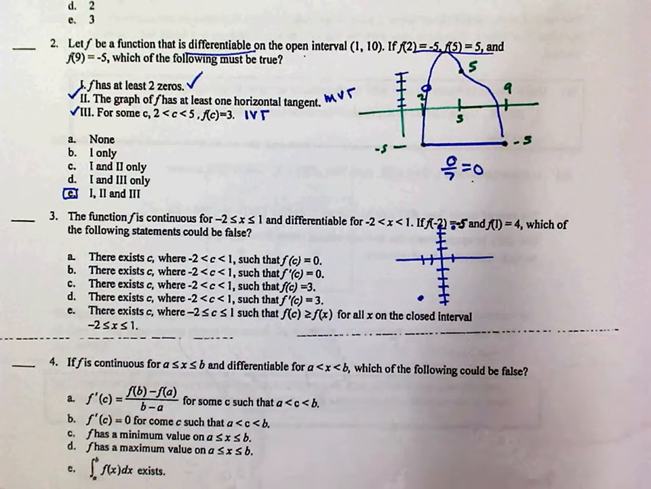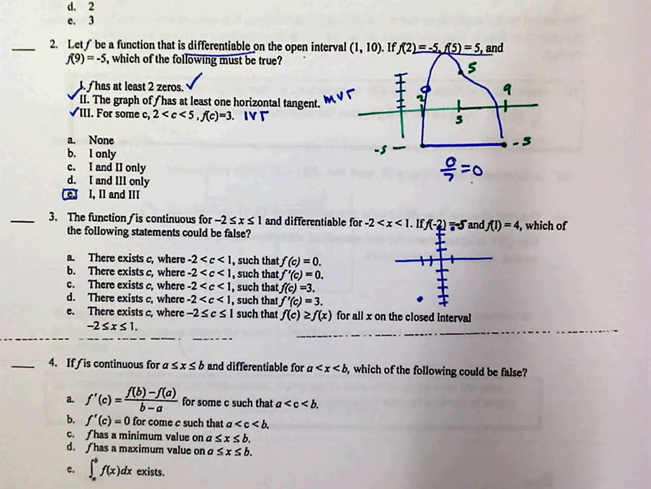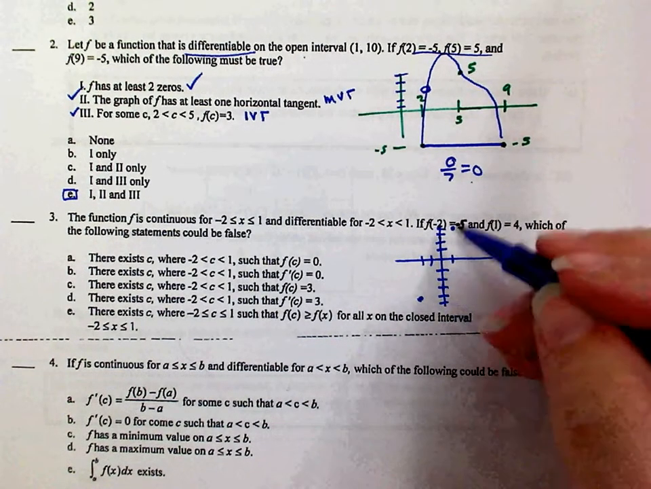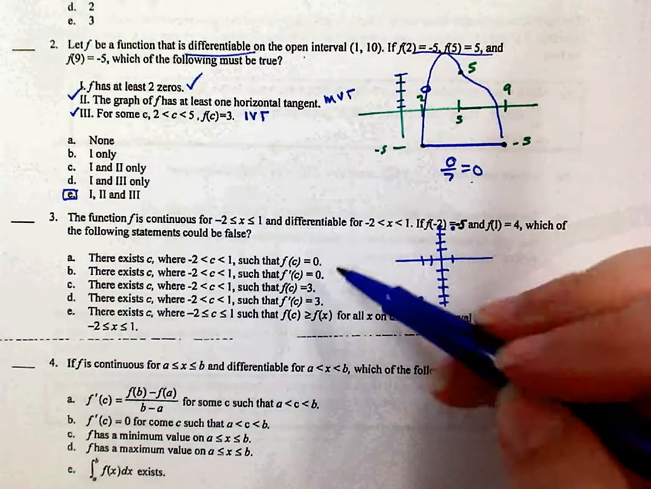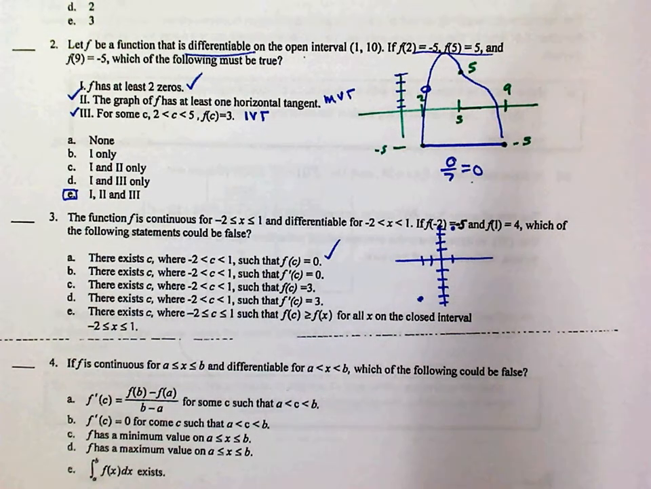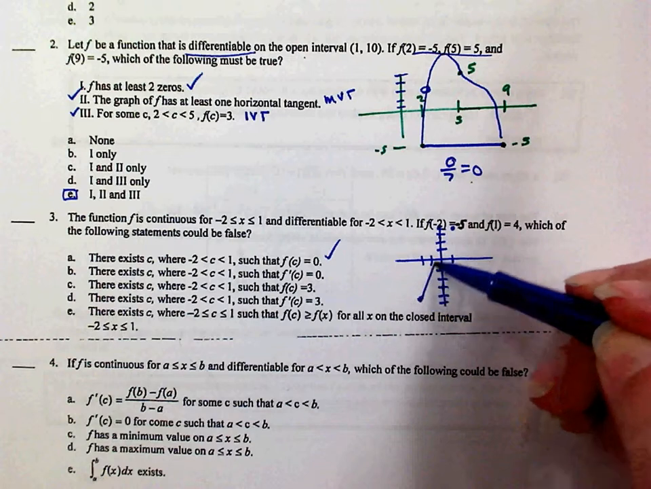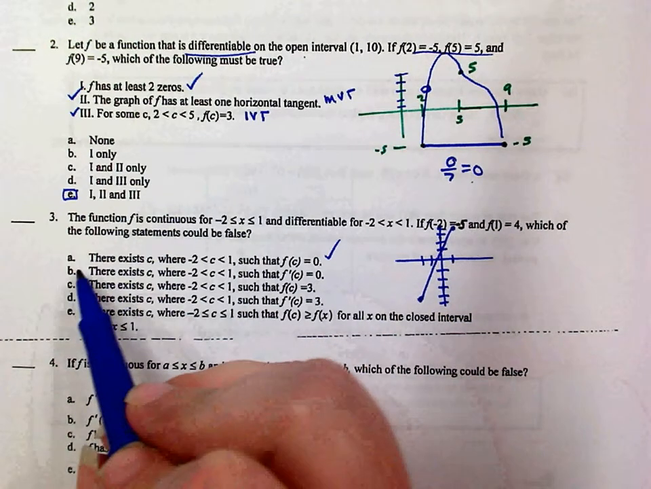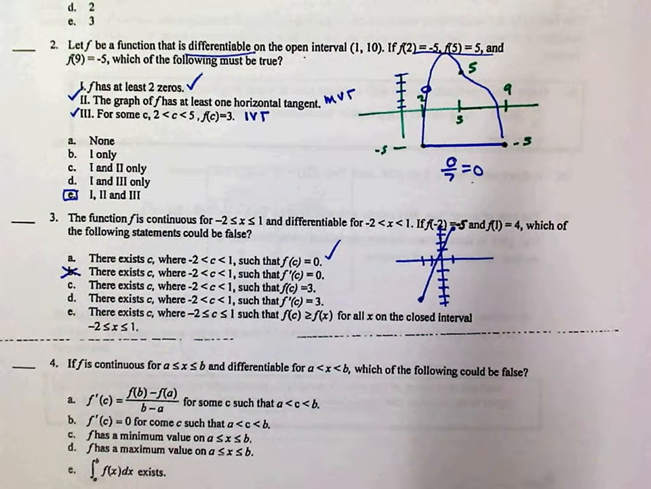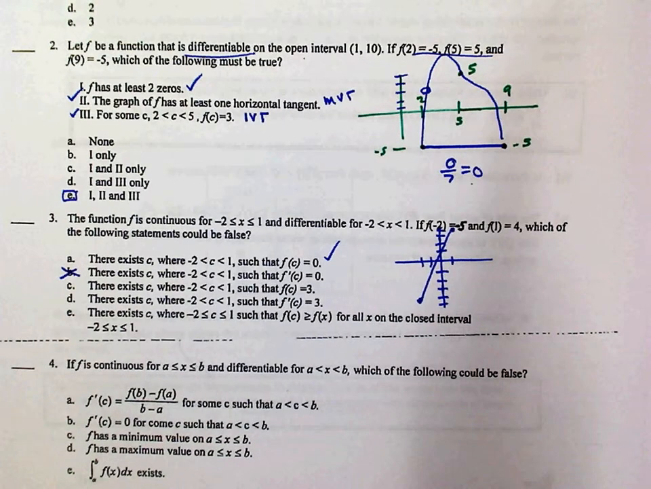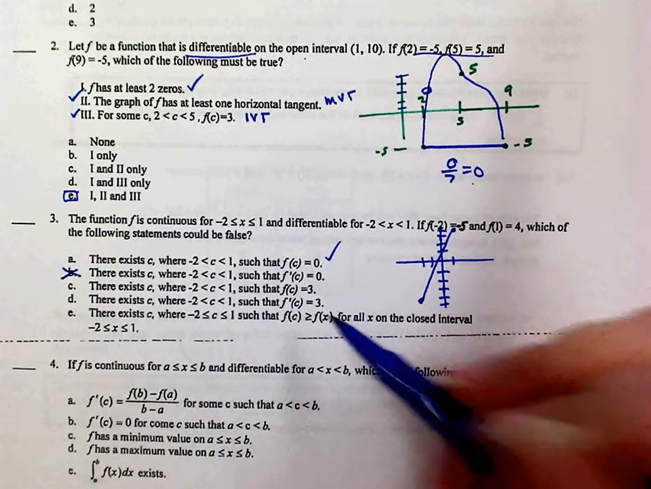Does f prime have to equal 0? I mean, sorry, f of x. Does f of x at some point have to equal 0? Yeah. Does f prime? No. If I can draw one situation where the slope never equals 0, then that does not have to be true. It could be false. The function does have to equal 3 at some point, right? And then why does the derivative have to equal 3 at some point?